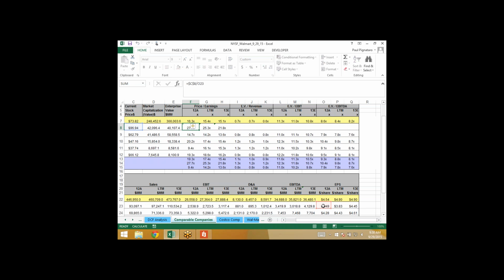And then enterprise value, again, anchor, divided by revenue. So this is pretty self-explanatory at this point. And let's analyze this. Enterprise value divided by EBIT. And enterprise value divided by EBITDA.